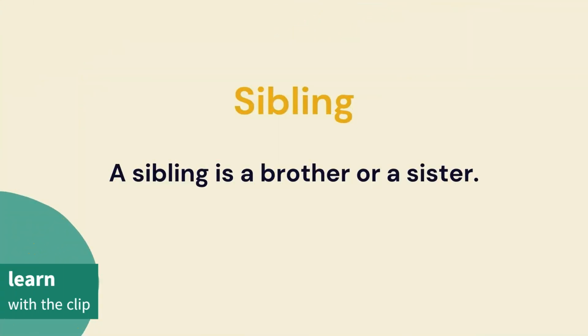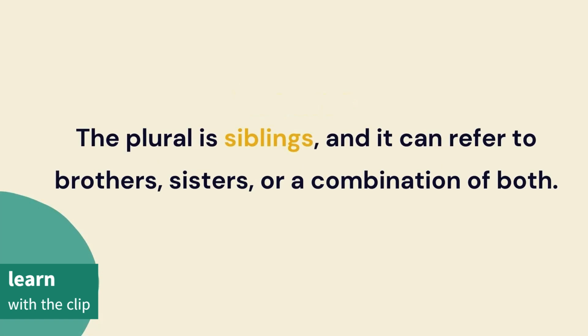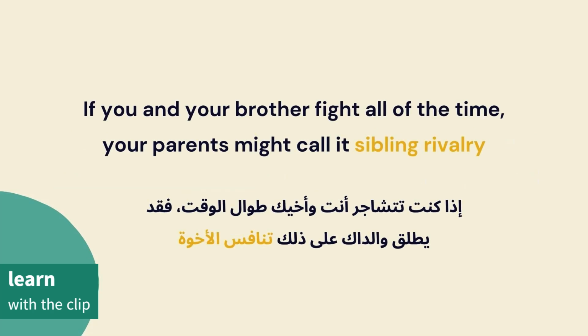A sibling is a brother or a sister. The plural is siblings, and it can refer to brothers, sisters, or a combination of both. If you and your brother fight all of the time, your parents might call it sibling rivalry.